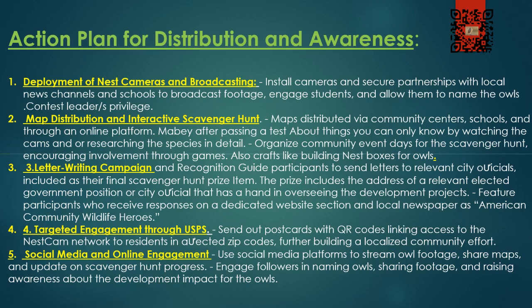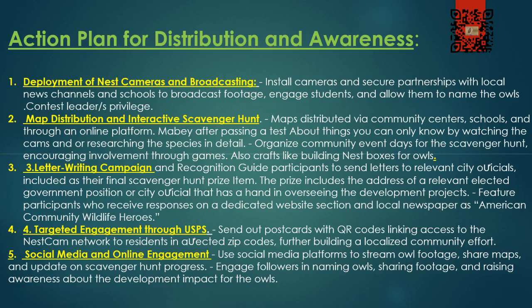Number 3 is the letter writing campaign. The recognition guide encourages participants to send letters to relevant city officials, included as their final scavenger hunt prize item. The prize includes the address of a relevant elected government position or city official that has a hand in overseeing the development projects. Feature participants who receive responses on a dedicated website section and local newspaper, with a really nice title, like American Community Wildlife Hero or something like that. Just to give them that title that they earned.